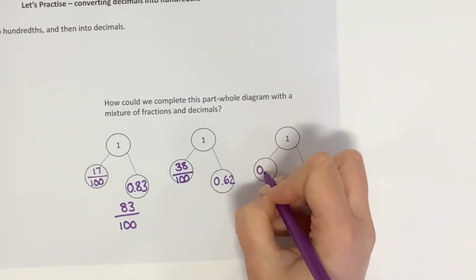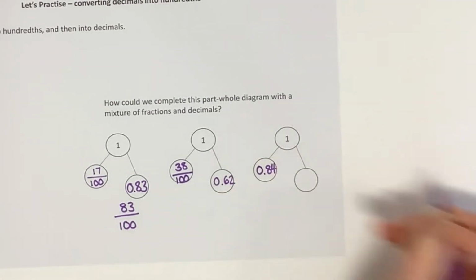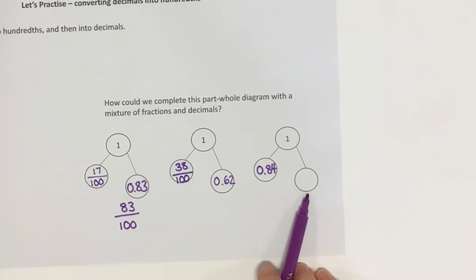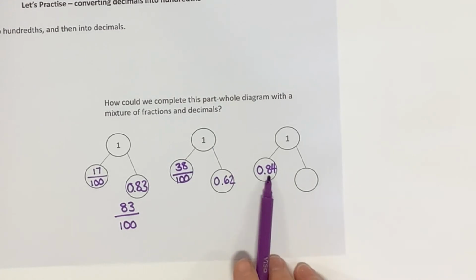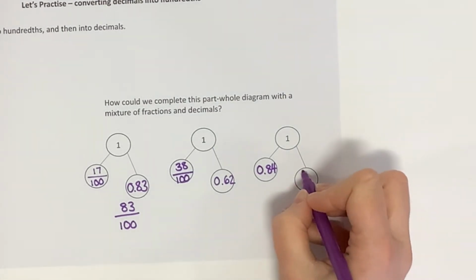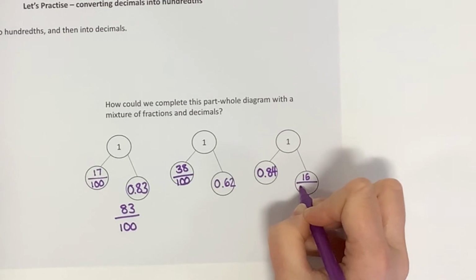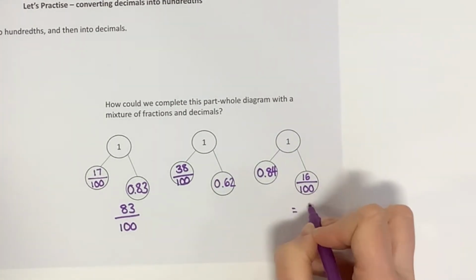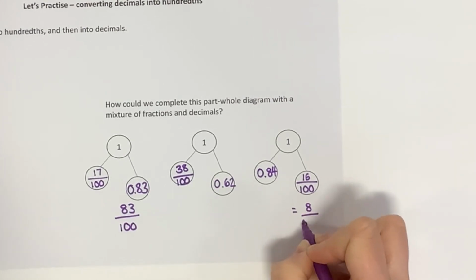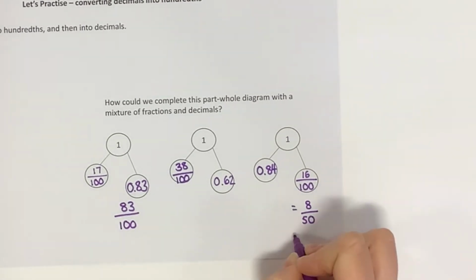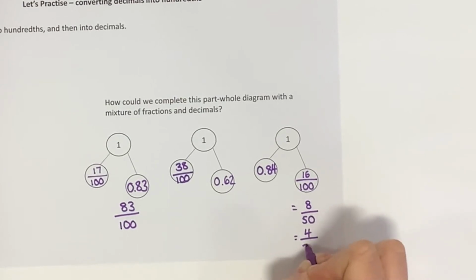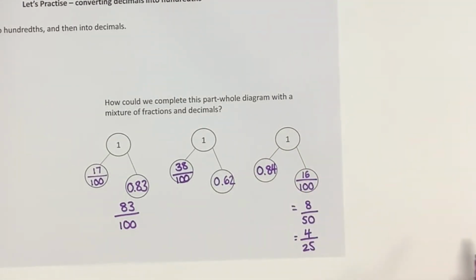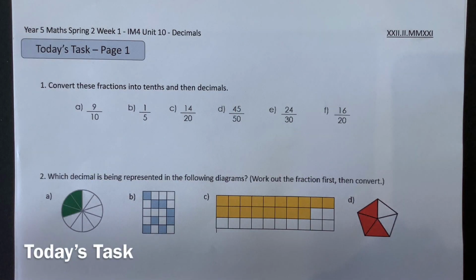And let's do one the other way round then. Let's have 0.84. What fraction would you have in this box? Okay, 84 hundredths there. We need 16 more to make 100 hundredths, or a whole one. So you could have put 16 hundredths there. You might have simplified that fraction and ended up with 8/50ths, or you could have simplified it even more and ended up with 4/25ths. All of those are correct answers because they're all equivalent fractions.